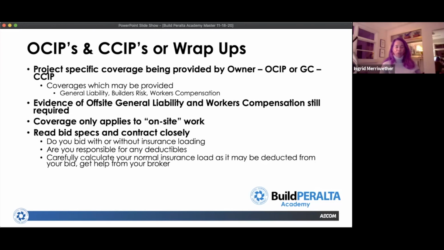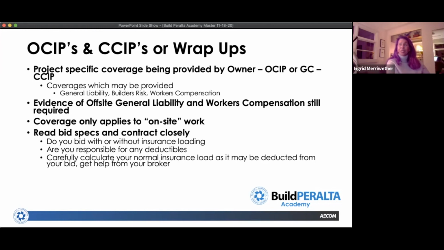It's important for you to read the bid specs and the contract closely, because you're going to bid this project differently than you would a project that did not have an OCIP or a CCIP on it. One, you're not going to include your insurance loading, and they'll give you directions on how to bid it. And I encourage you to get your broker to assist you with this part, because you generally have to calculate what the insurance would have cost had I provided it on this project. And your broker is probably in the best position to help you calculate that and figure that out.